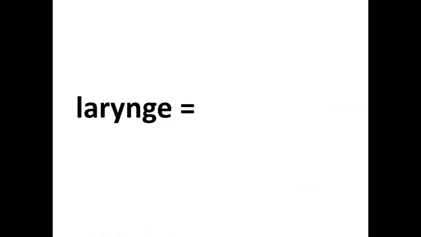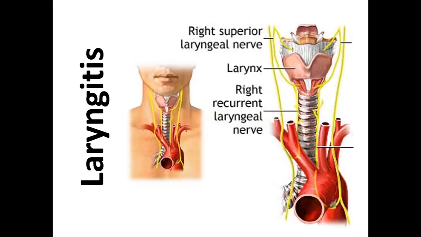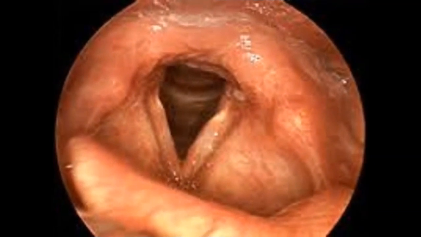Okay, larynx means your voice box. That's where your voice is coming from. So if you look in here, here's your thyroid, and behind the thyroid, just below there, that's where your voice box is, or your larynx. So when that is swollen, what do you think it's called? It's called laryngitis. So you have a hard time speaking.